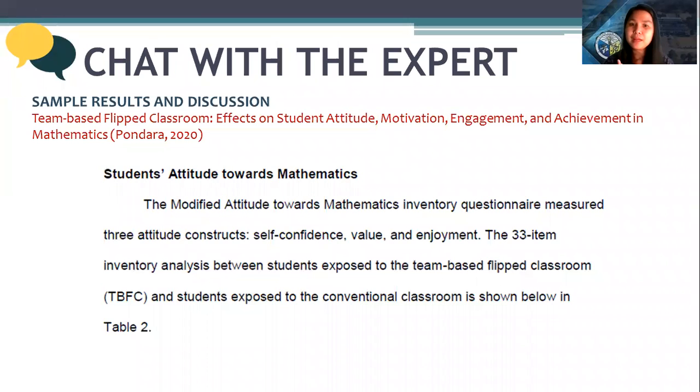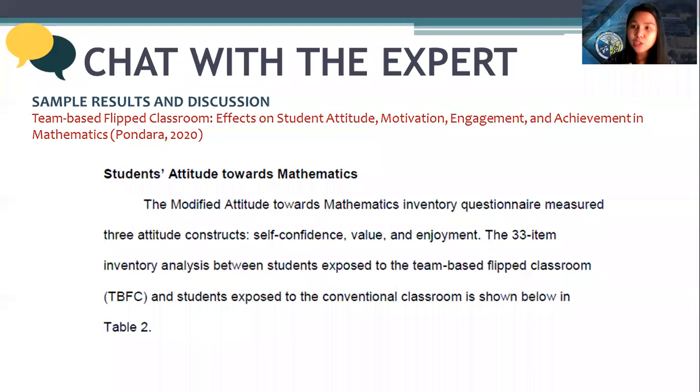And after 3 months, we check if there's a change in their attitude towards math, in their motivation, in their engagement, like how they participate, and in their achievement. And remember, these 4 were tested before the conduct of the study. So, how will I present the results? The first question is, what is the student's attitude towards mathematics?